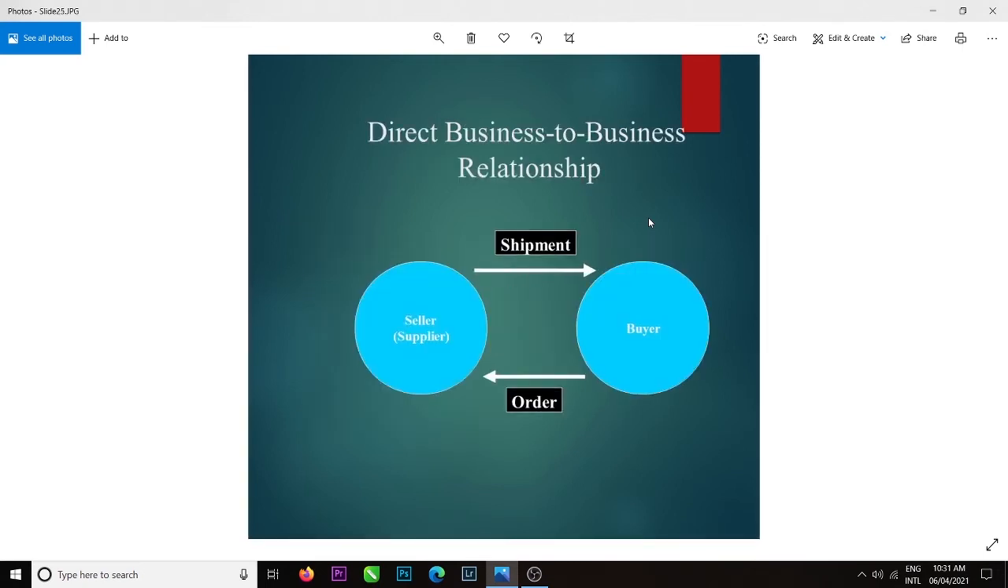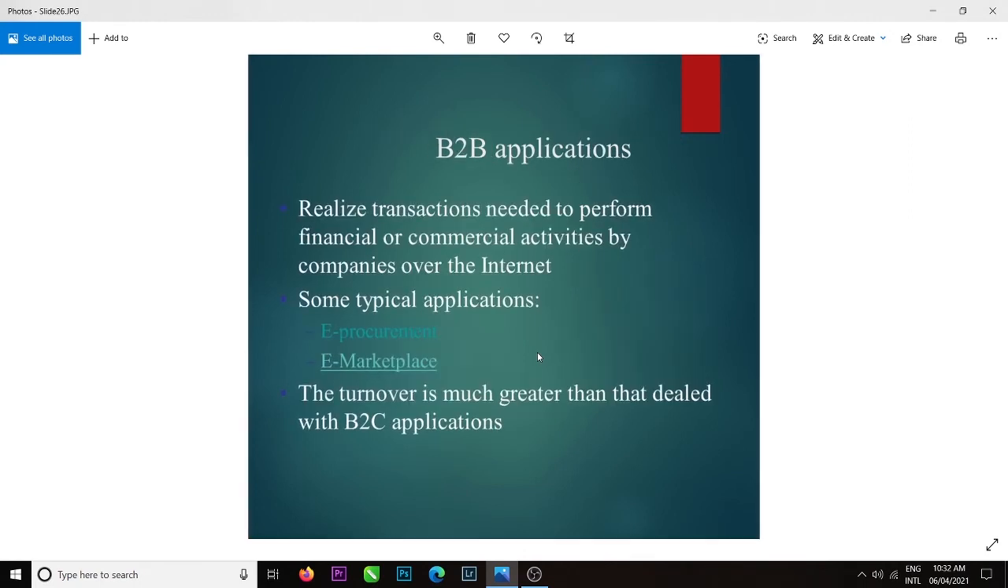Next one is business to business relationship, seller and supplier. And this is directly customer to the manufacturer to the wholesaler, shipment and order, seller and buyer. So what are the business to business applications? Transactions needed to perform financial or commercial activities by companies over the internet.